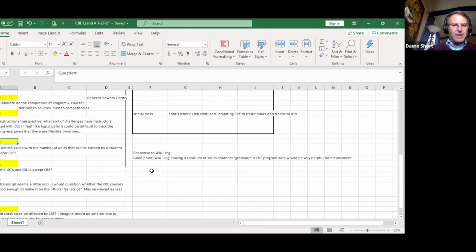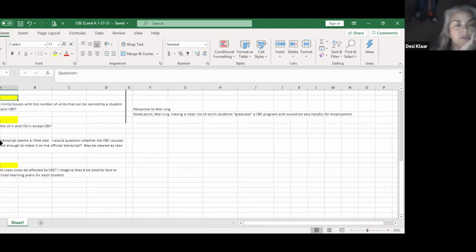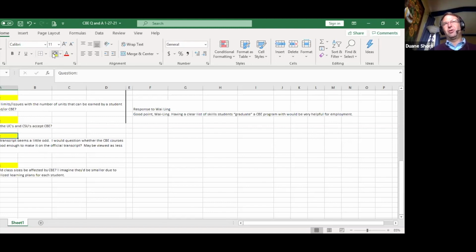That first one, can you read that again or show me where that is, please? Right here. It says the dual transcripts seem a little odd. I would question whether the CBE courses are not good enough to make it on the official transcript. That's actually a question, but I didn't word it that way. Maybe viewed as less than. Yeah, it's not something I had thought about before, but I can see that being a challenge, like, oh, I went through a traditional program, so my transcript's better than the person who went through the CBE program, the not quality one, or vice versa, maybe.